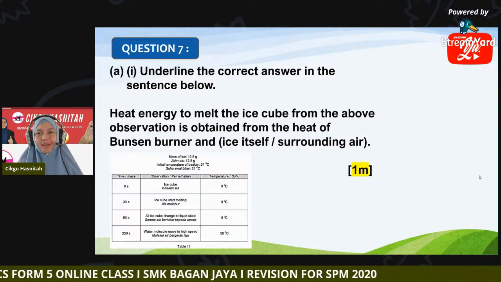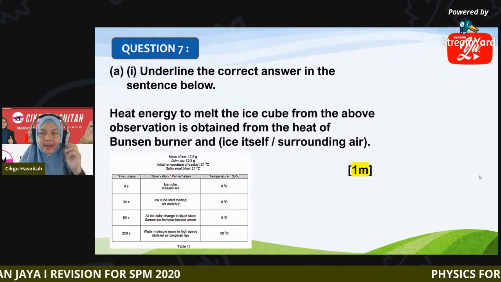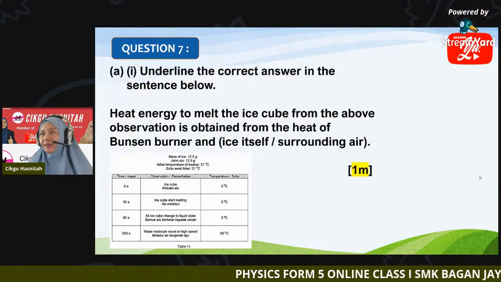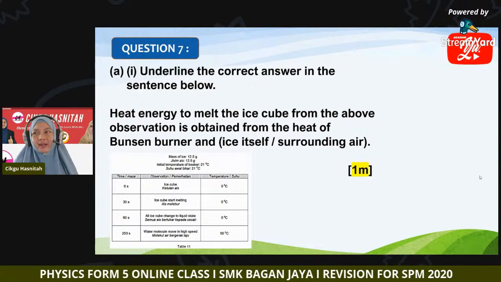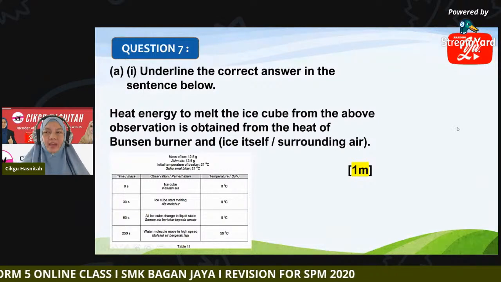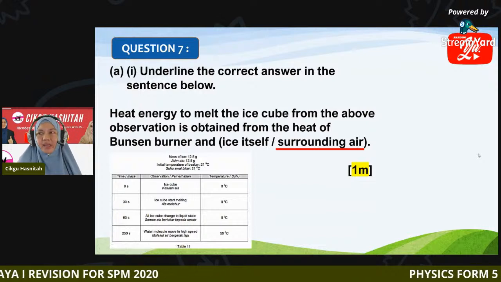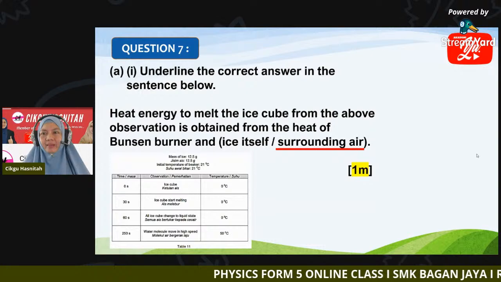Okay, very well. Rafael, Shafiq just now said 1000 Newton. Yes. So which one is your choice? The ice itself or from the surrounding air, class? Okay, so yes, another one is coming from the surrounding air. Heat is coming from the Bunsen burner and the surrounding air.